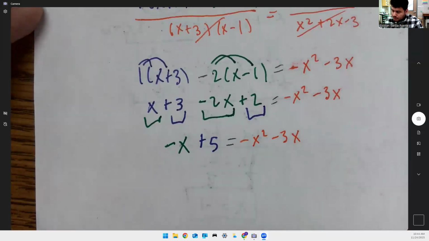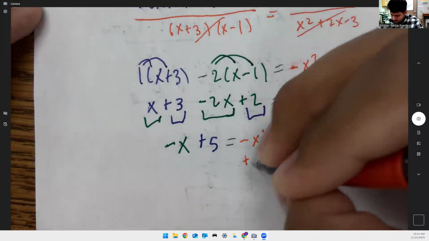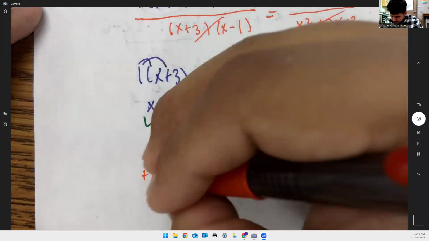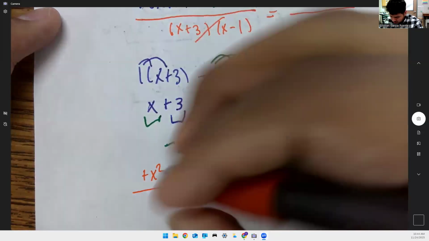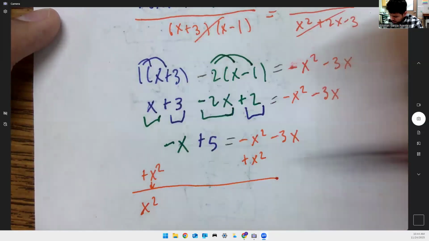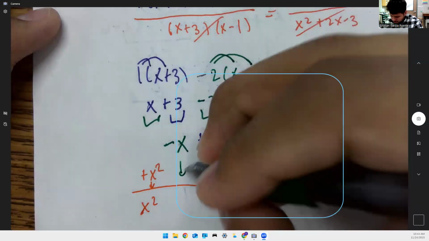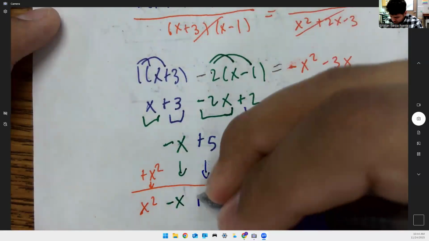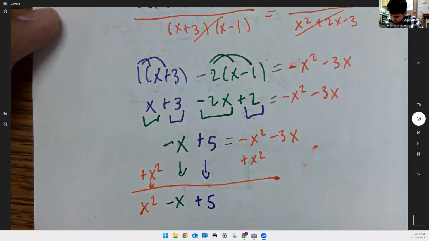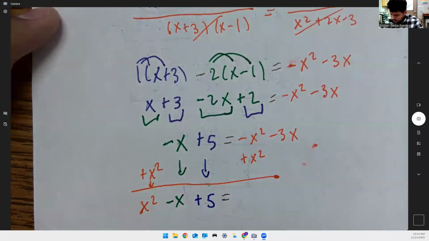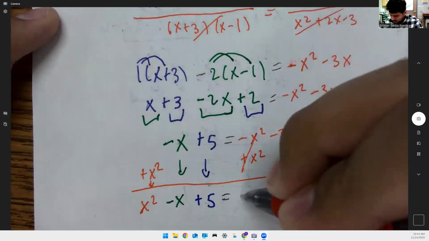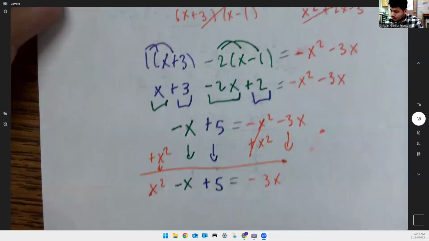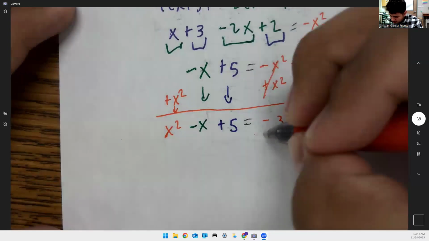So how do I get rid of this x squared? You add it on both sides. Everything is just going to drop down. These are going to cancel, and the negative 3x is going to drop down. Now, how do I get rid of that negative 3x? You add 3x on both sides.